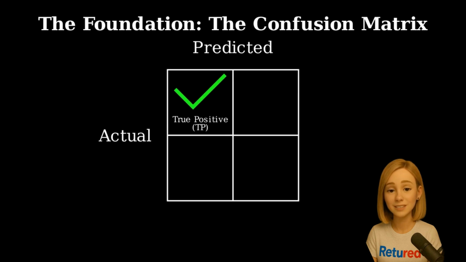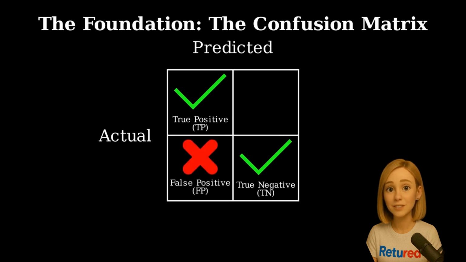These are our successes. Now for the errors. If the model says a healthy person has the disease, that's a false positive. This is also called a type 1 error. Think of it as a false alarm.